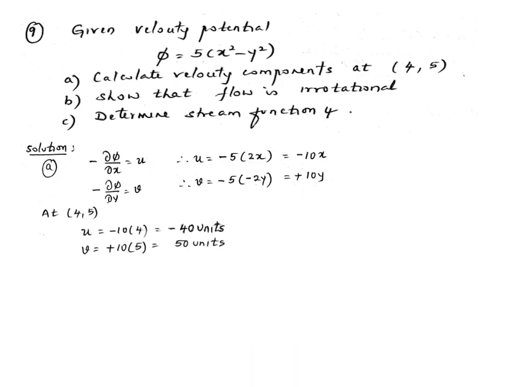Substitute the values of x as 4 and y as 5. So you get u as minus 40 units and v as 50 units.